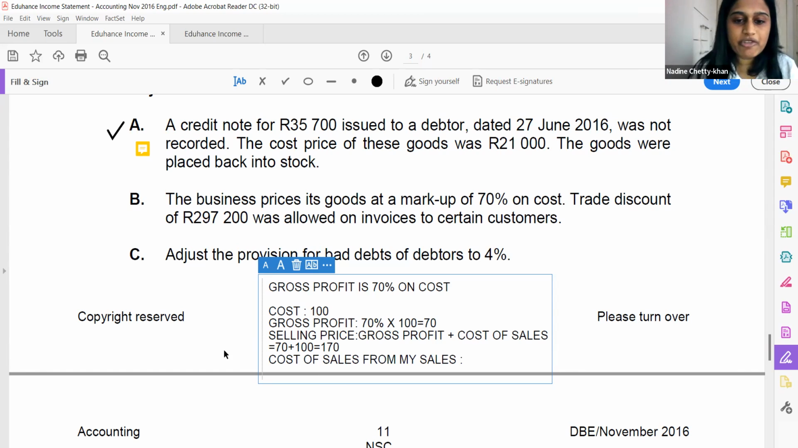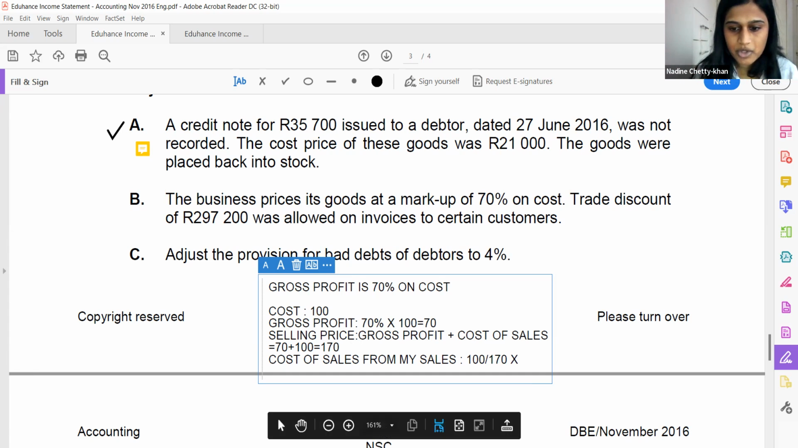Remember, I do not have gross profit and I do not have cost of sales. I can only use sales to calculate cost of sales. Now, using the ratio above and the relationship I just explained, cost of sales as a percentage of sales will be 100 divided by 170. Cost of sales divided by sales. That is the ratio you must use. Now, if you multiply that by our actual sales amount, if you go back to the scenario, it was 503,800.